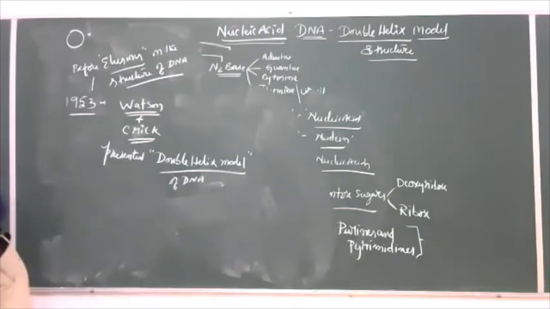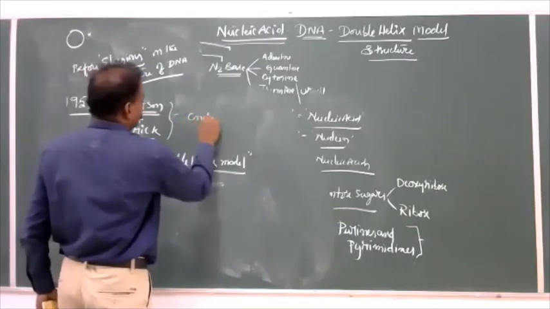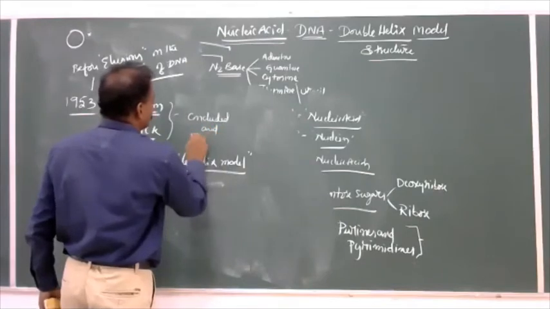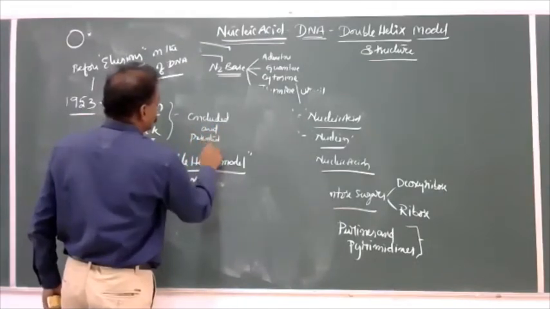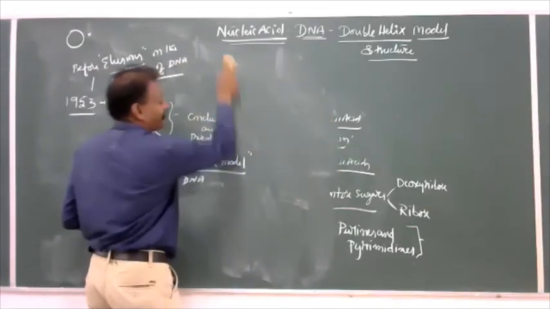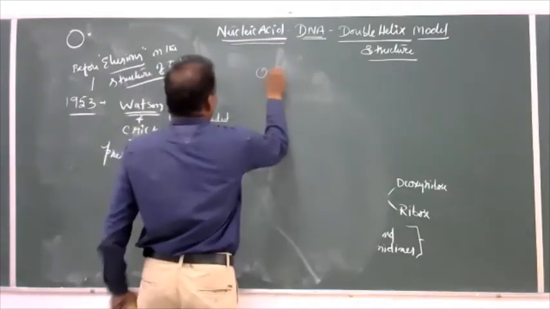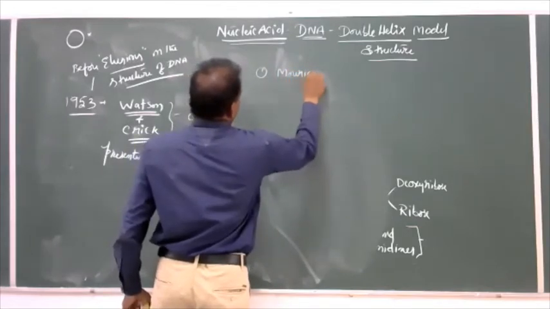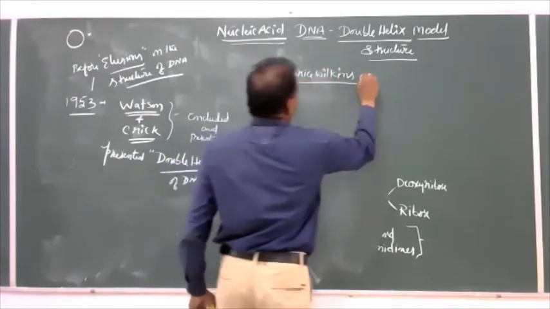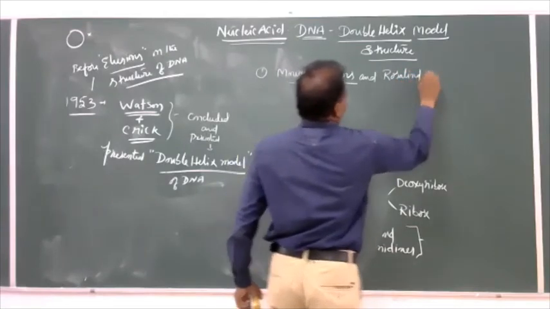The conclusion of Watson and Crick was presented by the studies, with the aid of various other scientists. First one, Maurice Wilkins and Rosalind Franklin.